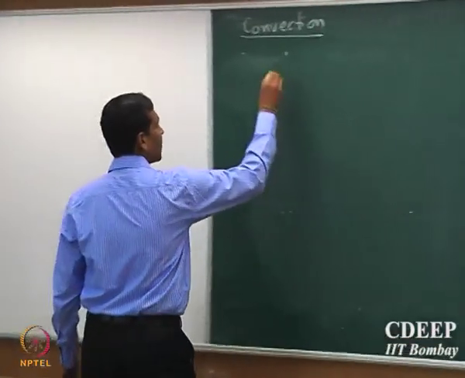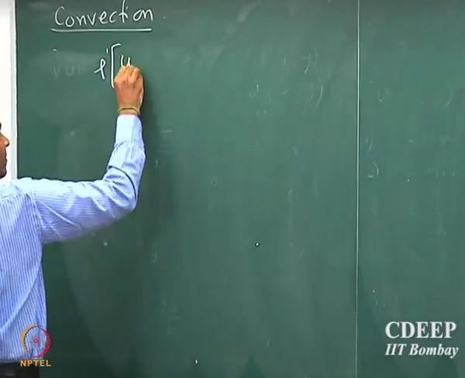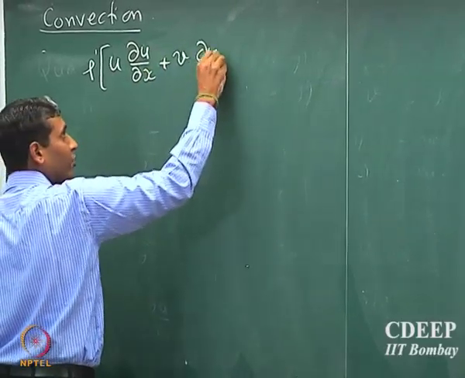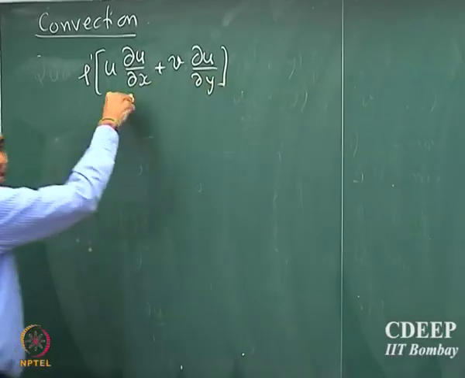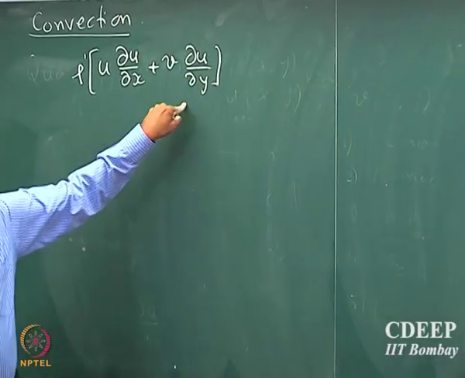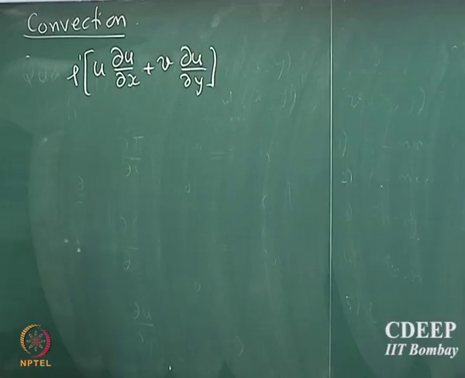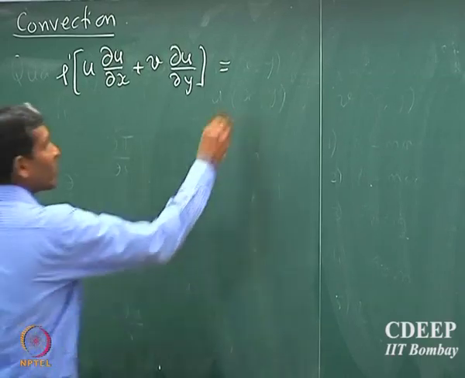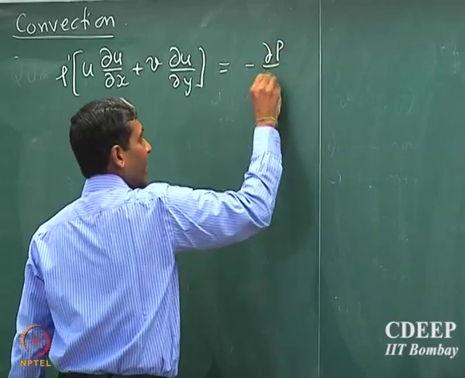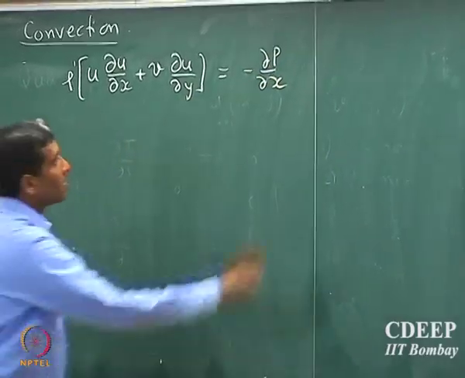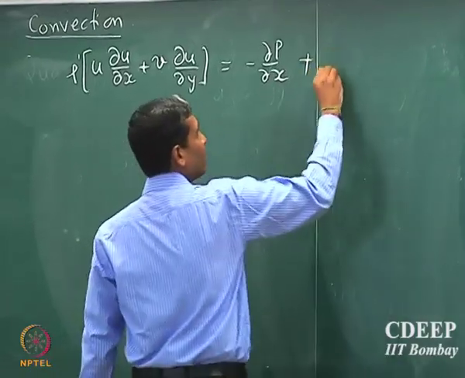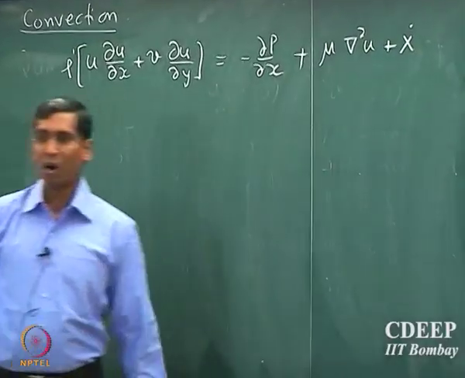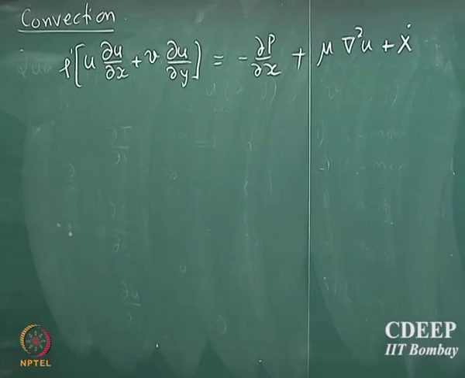Rho VV, so that will be rho into, if I open it up, dou u by dou x plus v into dou u by dou y. So that's the momentum in the x direction, and that should be equal to the pressure forces, so that will be minus dp by dx, okay, plus the shear term, mu into del square u, plus whatever body forces. So x dot is the body force, okay.